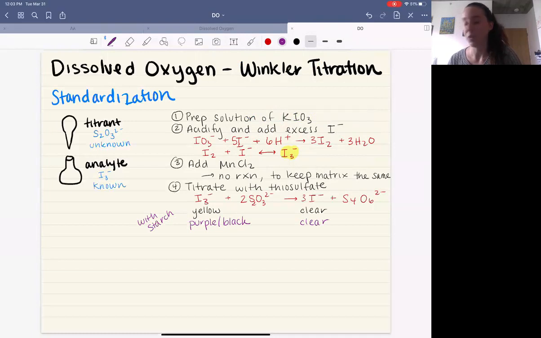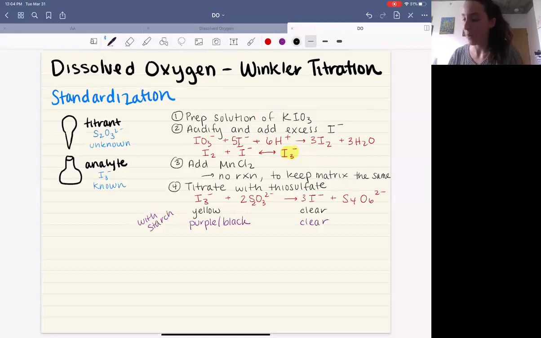Also, you do need to wait. You want to try to do the yellow to clear titration as far as you can before adding starch, instead of just adding the starch right away, because that starch does form the complex with the triiodide, with the analyte, and it can cause a lot to get trapped within those structures, and we want to make sure that we're able to access all of that analyte with our titrant.